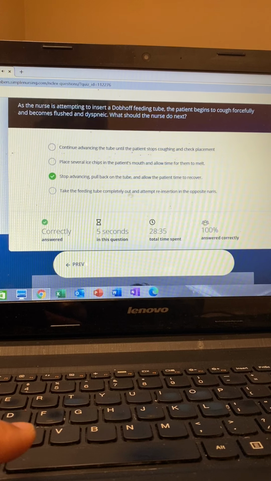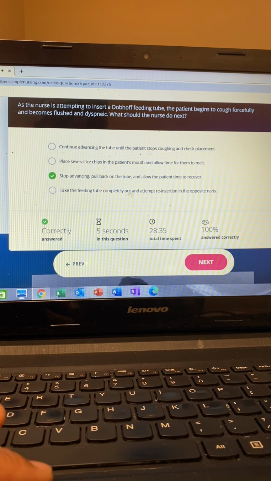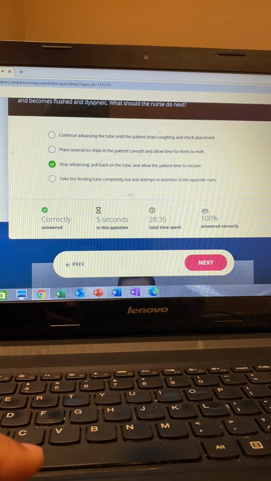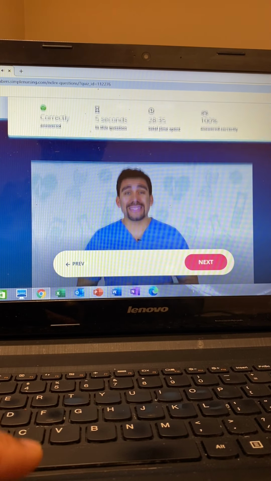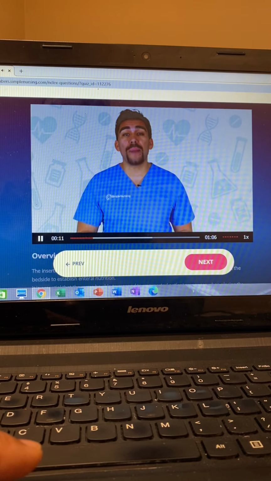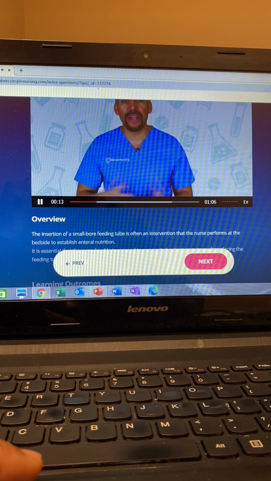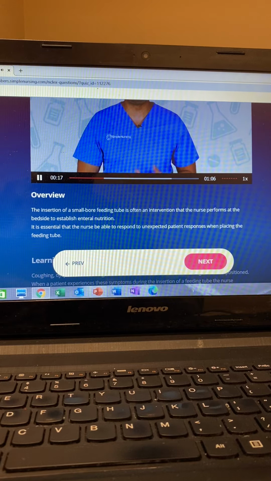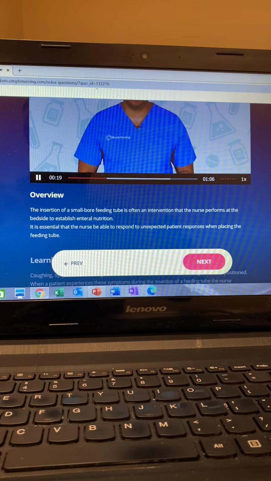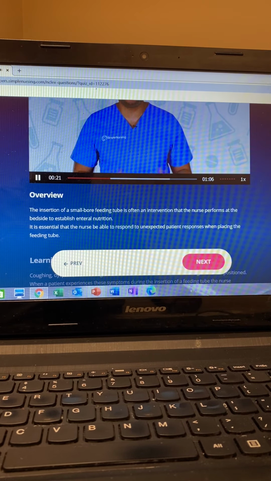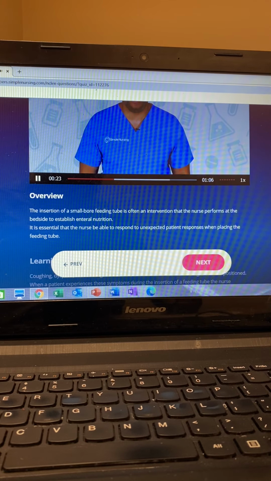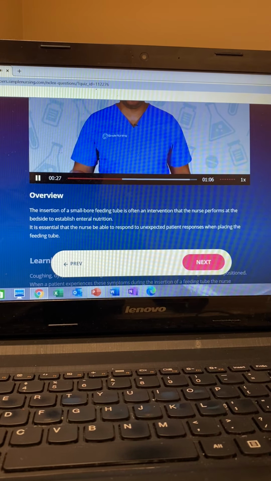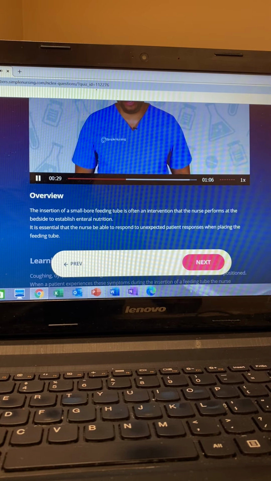Now, using our 3 steps, let's break this down. This question is asking for a priority action. What do you do next? For the key problem, the nurse is attempting to insert a Dobhoff feeding tube. The patient starts coughing forcefully, getting flushed, and becomes dyspneic, or basically has difficulty breathing. So immediately we're thinking, guys, airway compromise here. So the solution we're looking for is to clear the patient's airway and prevent that worst possible outcome.